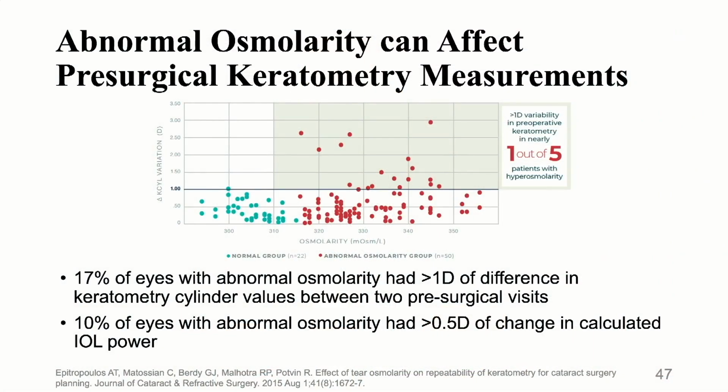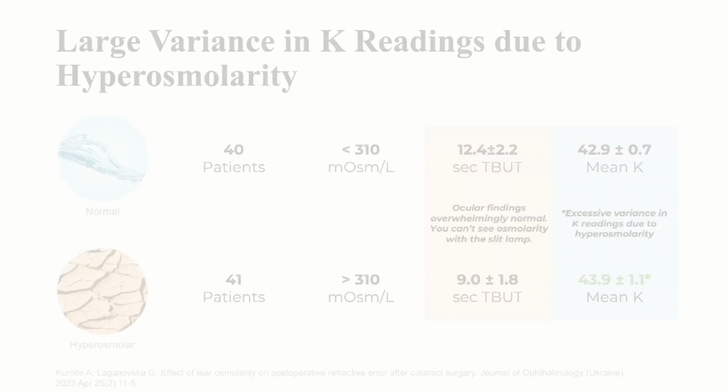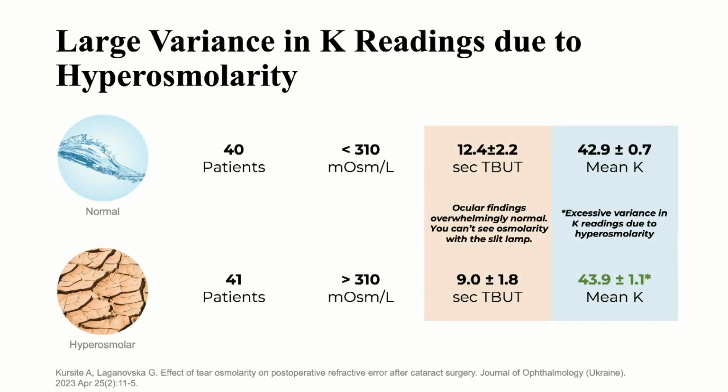When we take a look at abnormal osmolarity and how it affects pre-surgical keratometry readings, this was a study done by Alice Petropoulos, a surgeon. She found that with hyperosmolarity as the only marker, you can get variations. I think that speaks loudly. So this large variance in K readings is due to hyperosmolarity. Look at that last column, the mean K, and see how this varies from 42.9 to 43.9. And that can be just from hyperosmolarity.